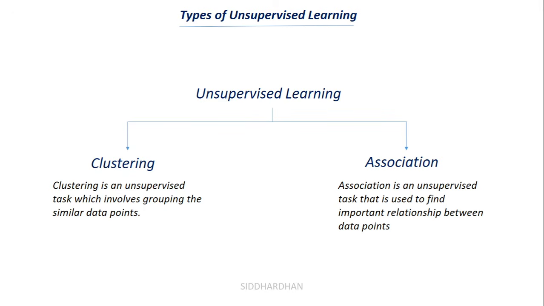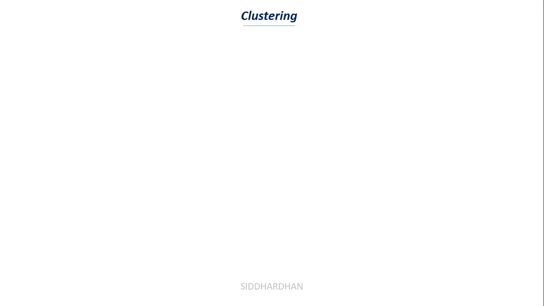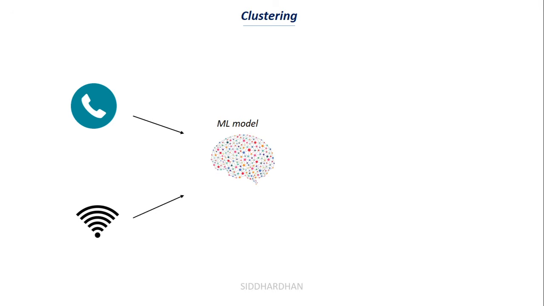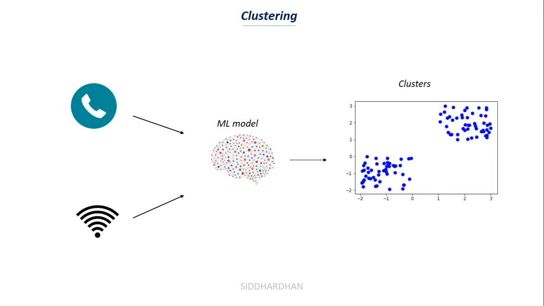Okay, so let's try to understand these two tasks in more detail. First of all, clustering. Let's say that we get a project from a mobile network company. They want us to suggest some ways on how they can increase their user base and how they can increase their revenue. They are giving us their user data, and we are feeding it to a clustering algorithm, an unsupervised learning algorithm, and this model is clustering the data into two clusters.